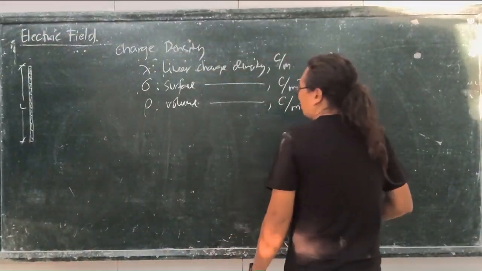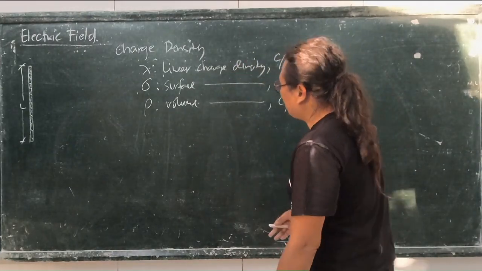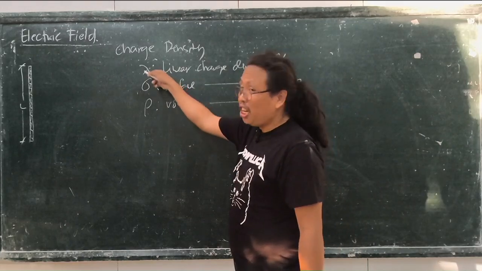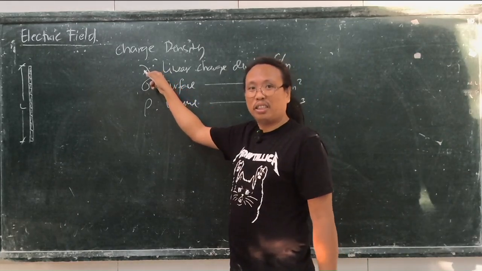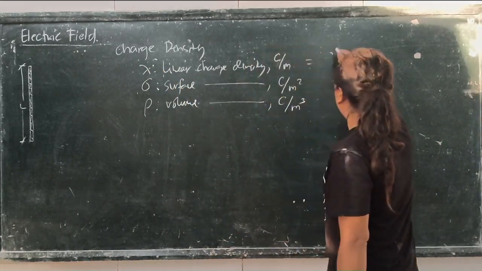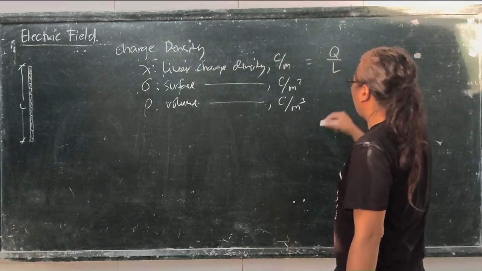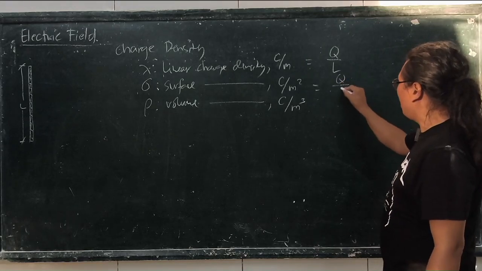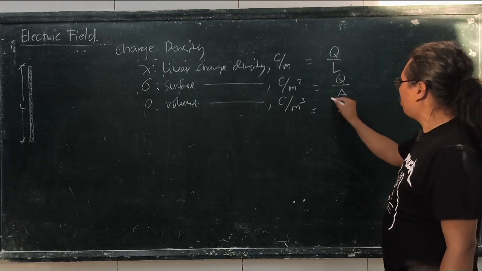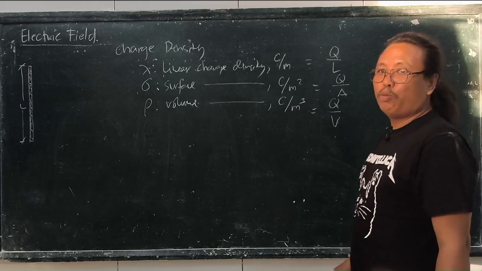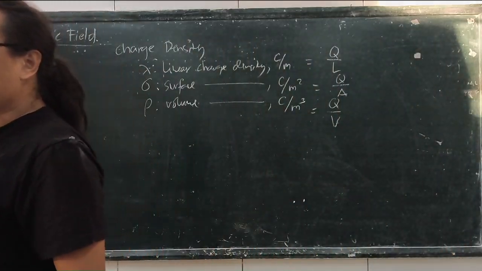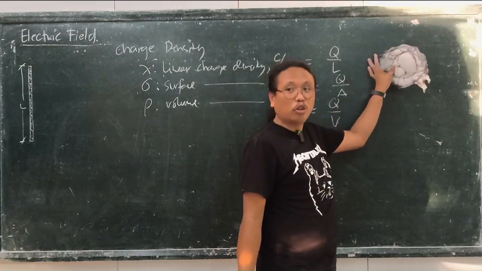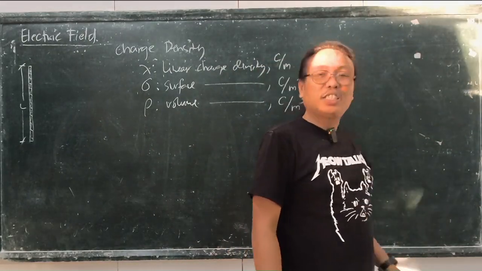By the way, what is charge density? That is the total charge over the total length, if we are in linear. So we can take this as some total charge Q over the length L. This one is the total charge Q over the area, and this one is the total charge Q over the volume. But there are cases in which we may not be able to know the total charge, or we don't need to know the total charge. All we need is the charge density.